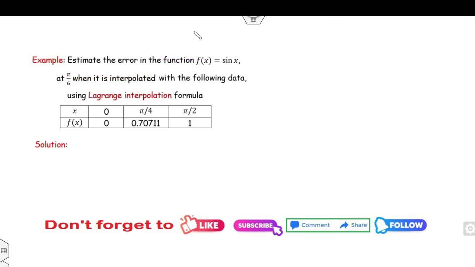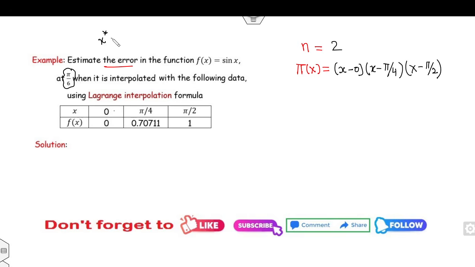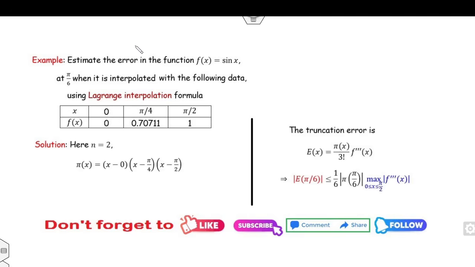Okay, look at another case. A function is given. Again, your target is to find the error. You can define the values of x, pi x and the n. N is 2, with points 0, pi by 4, pi over 2, and your target is to find the value at pi by 6. So x star is already given to you. That means your target is to find only the maximum value of the third derivative. What is f? F is sine x.